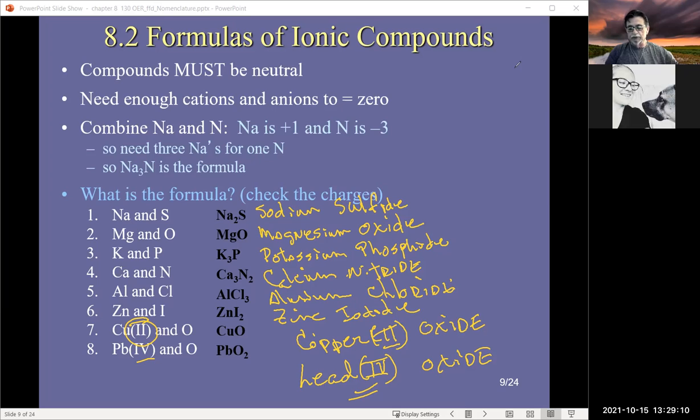Okay, so keep an eye. So notice here again, we got the name, we got the formula. I include both because questions are like that. Sometimes you're given the formula, you want the name. Sometimes you got the name, you want the formula, vice versa. Okay.